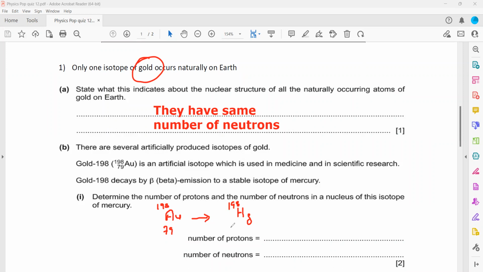But the proton number increases by 1 in a negative beta decay. Now the question is, for this mercury, how many protons and how many neutrons are there. The proton number is already there, so that is equal to 80. To get the number of neutrons, we subtract 198 minus 80, which equals 118. So 118 neutrons are there, and there are 80 protons. Is this one clear?